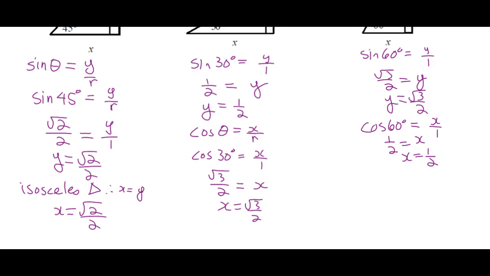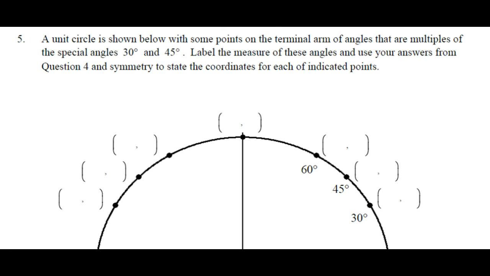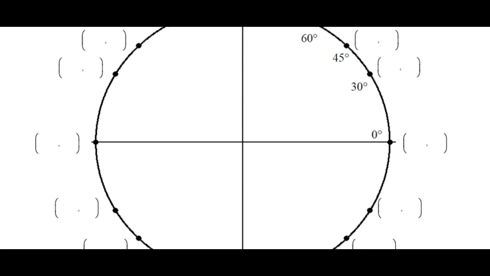Now we are going to go to this unit circle. The unit circle is shown below with some points on the terminal arms of angles that are multiples of the special angles 30 and 45 degrees. Right? So 30, 45, 60. Label the measure of these angles and use your answers from question 4 and symmetry to state the coordinates for each of the indicated points.